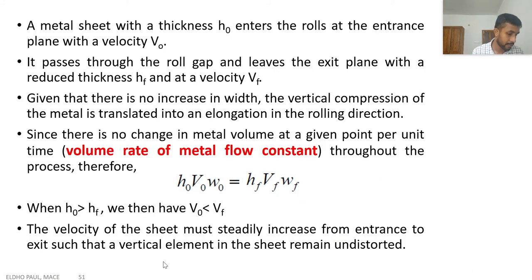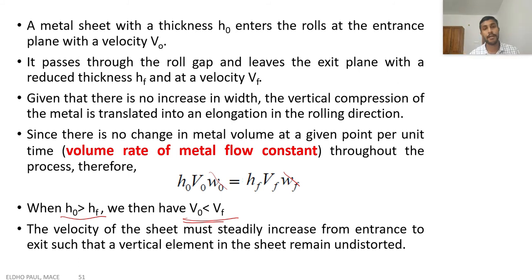Okay, so here H0 is greater than Hf. Here W0 and Wf, we can cancel both. So H0 is greater than Hf, then V0 is less than Vf. So the velocity of the sheet must steadily increase from entrance to exit such that vertical elements in the sheet remain undistorted. There is no change in the shape of the sheet.